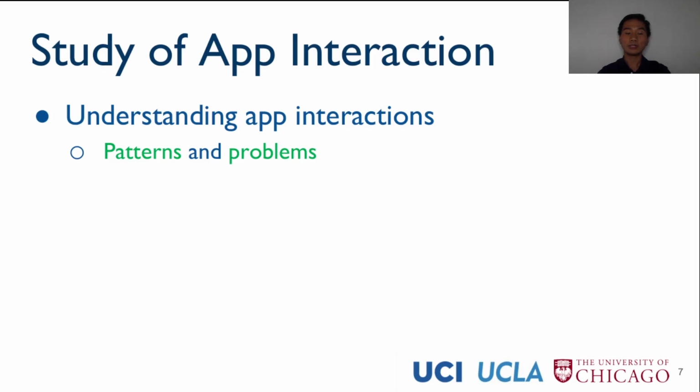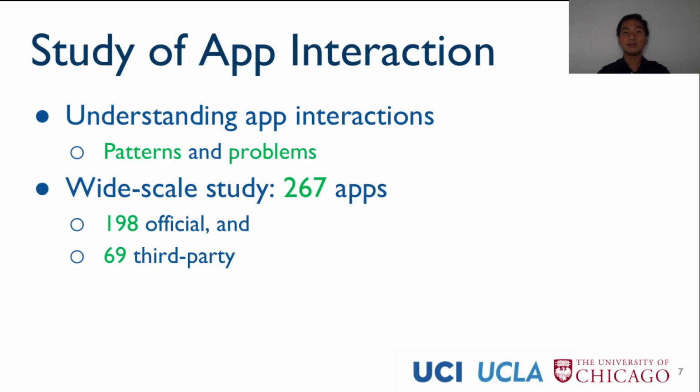In this work, we first conducted a wide-scale manual study to better understand app interactions, namely the interaction patterns and problems. Our corpus consists of 267 apps from both official and third-party sources. Compared to recent studies on smart home apps, we have among the largest app suite. We manually examine these apps in pairs.